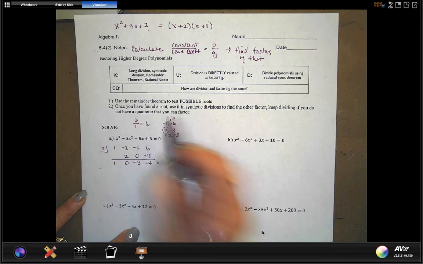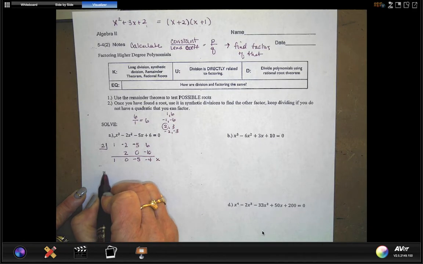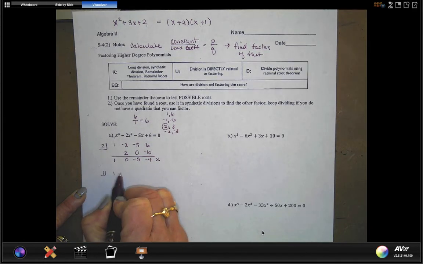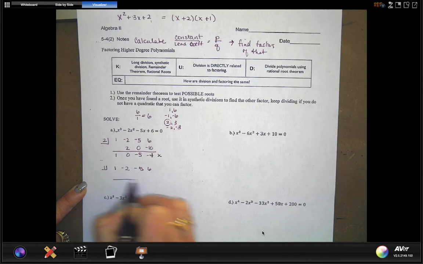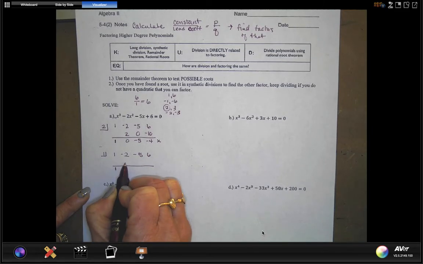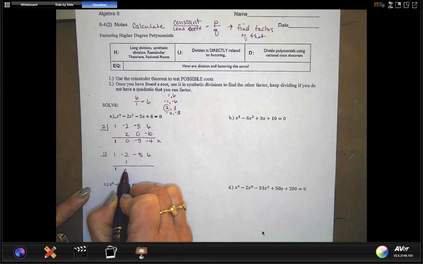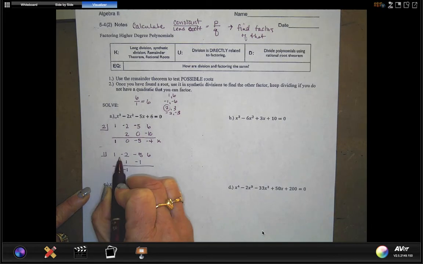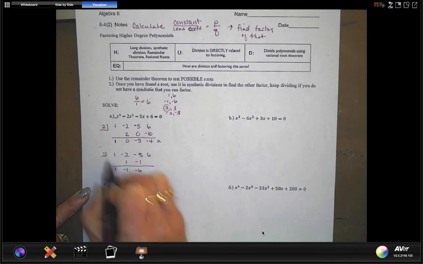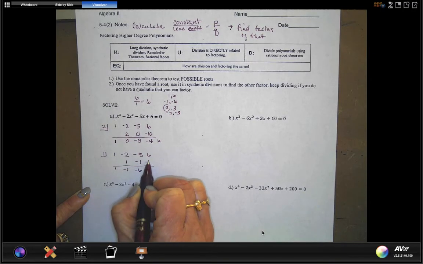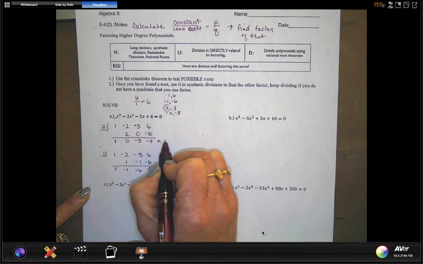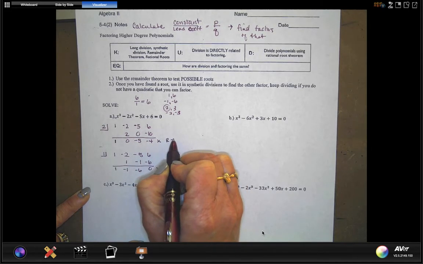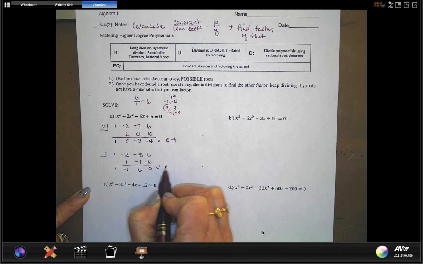So let's try 1. If I try 1, doing the synthetic division again, pull that down. 1 times 1 is 1. Negative 2 plus 1 gives me negative 1. 1 times negative 1 gives me negative 1. This would give me negative 6. 1 times negative 6 gives me negative 6. 0. So with 2 I had a remainder of negative 4. But here I don't have a remainder, so this one works.